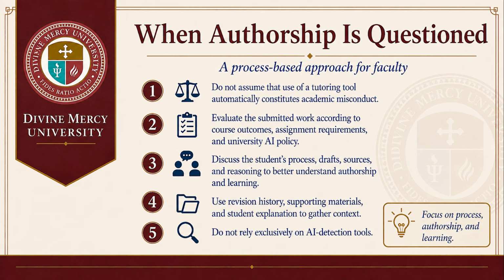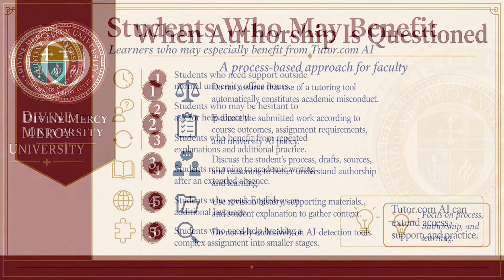When questions about authorship do arise, it may be more useful to discuss the student's process, drafts, sources, and reasoning, than to rely exclusively on an AI detection tool. A conversation about how the student developed work can often provide valuable context about both authorship and their learning process.